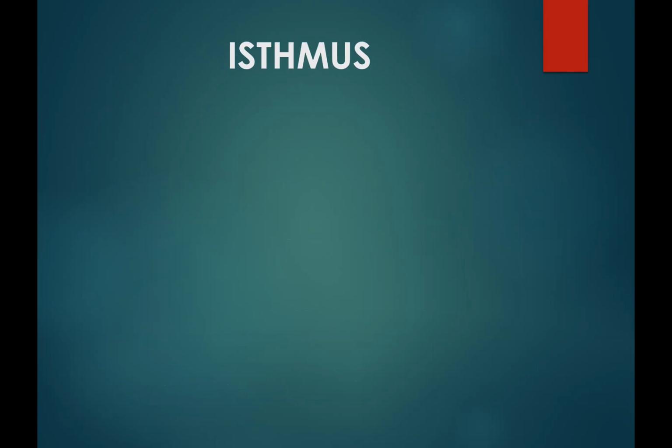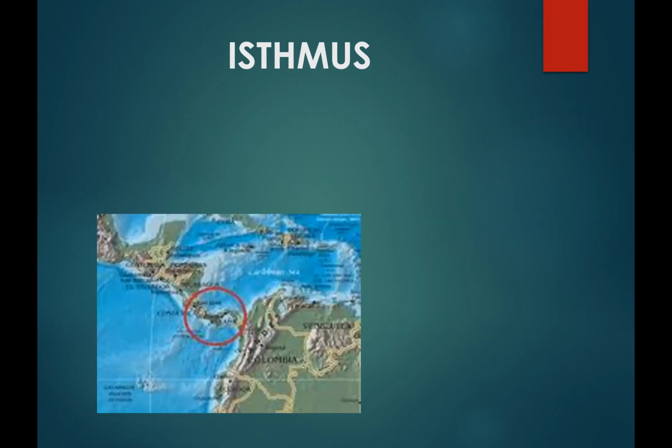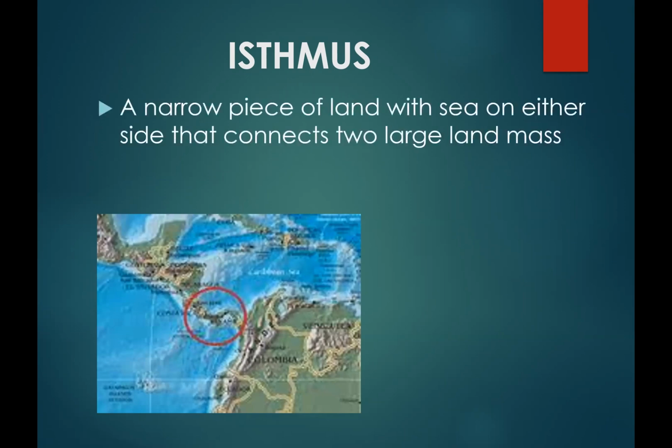Now we are going to discuss isthmus. An isthmus is also a landform. If you see the projected image that I have there, it has a red circle going around that particular spot. The red circle is indicating the isthmus. So what is an isthmus? An isthmus is a narrow piece of land with sea on either side, and this isthmus connects two large land masses. So an isthmus is a narrow piece of land that connects two large land masses.